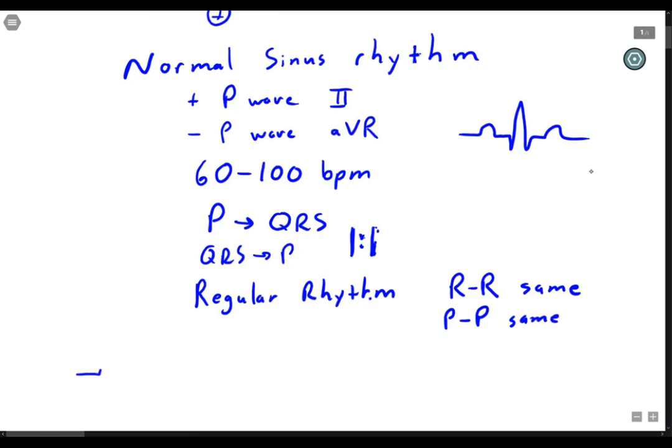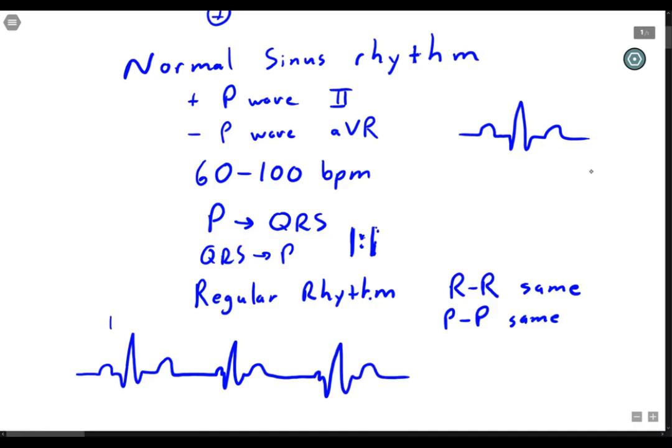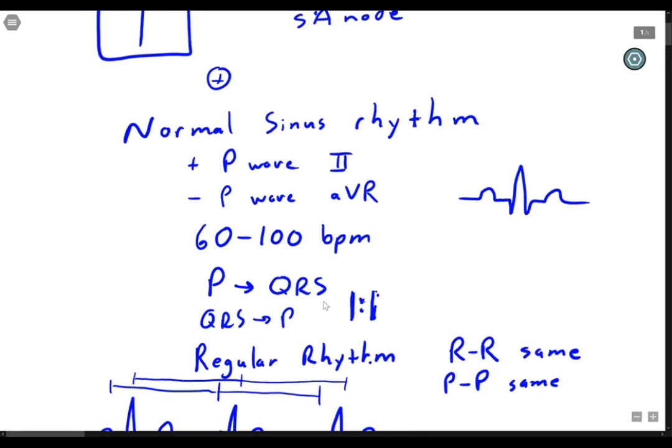And so, PQRST, PQRST, PQRST. If we measure the distance from one P wave to the next, they should all be the same. Likewise, the distance from one R wave to the next should be the same throughout. That's what we call a regular rhythm. These criteria must exist if we're going to call this a normal sinus rhythm.